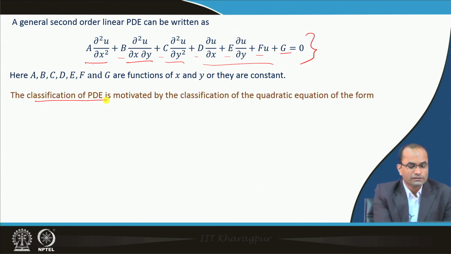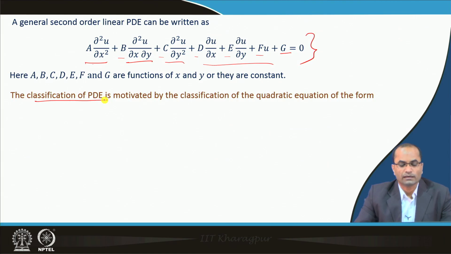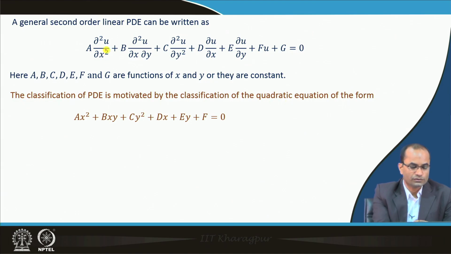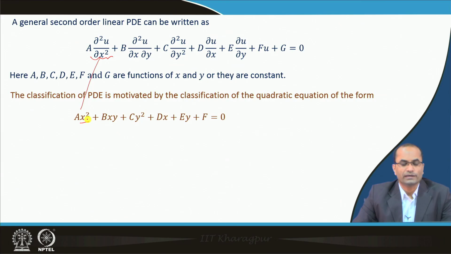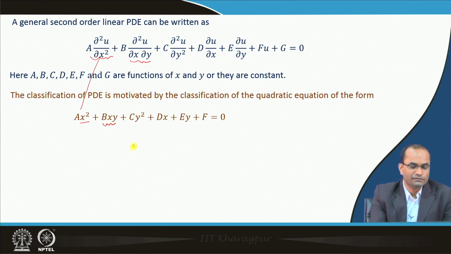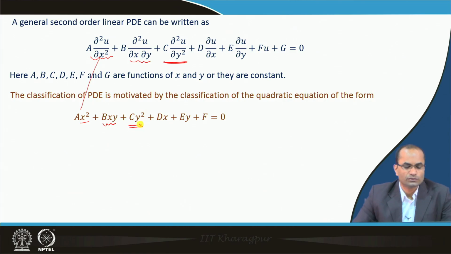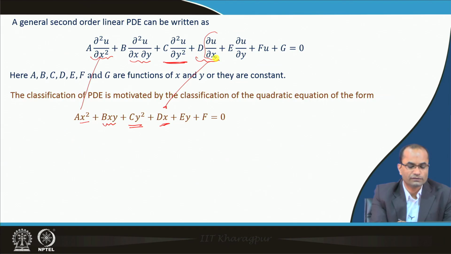The classification of this PDE is motivated by the classification of a quadratic equation of this form, which is analogous to this equation. Here we have A, where in the PDE we had the second order derivative, but now we have the x square term. Similarly, for the mixed derivative we have the product x y with b, and then c, where the second order derivative with respect to y becomes y square. Then we have d with the x term, because there is only the first order derivative, and e also with the first order derivative.